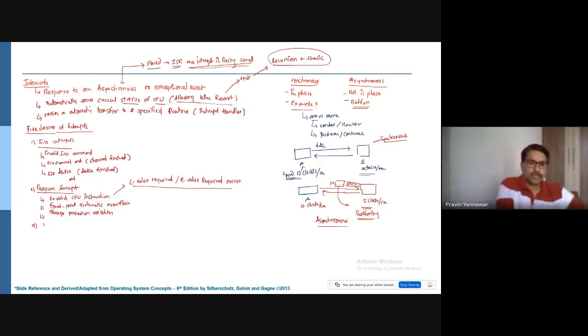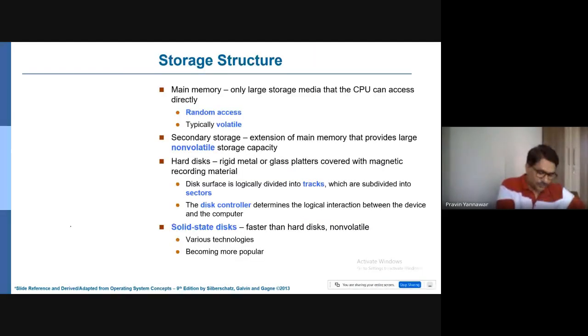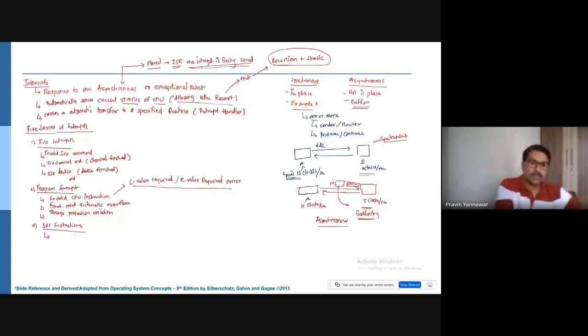Next are the SVC instructions. SVC stands for supervisor call interrupts, particularly non-masking. The fourth class is external interrupts.